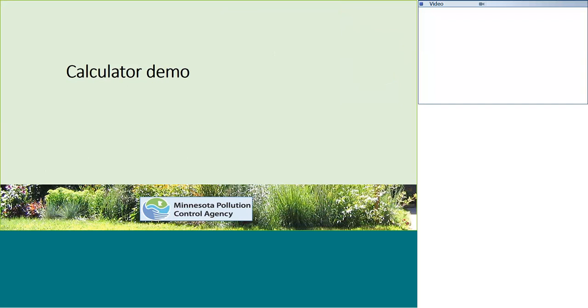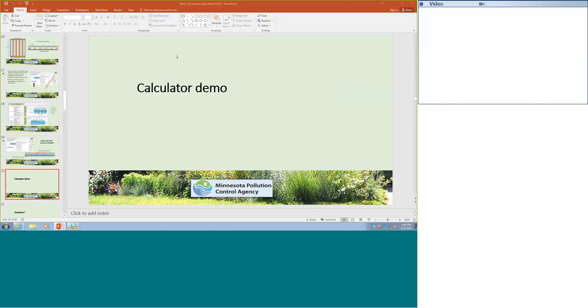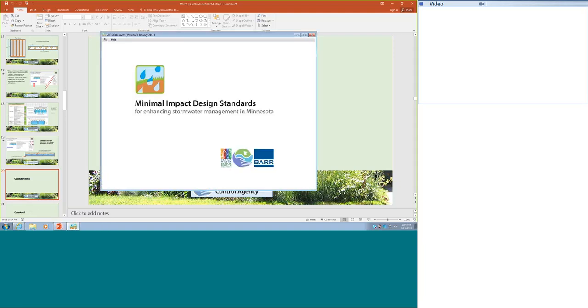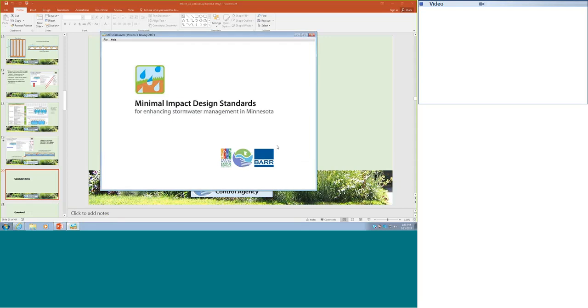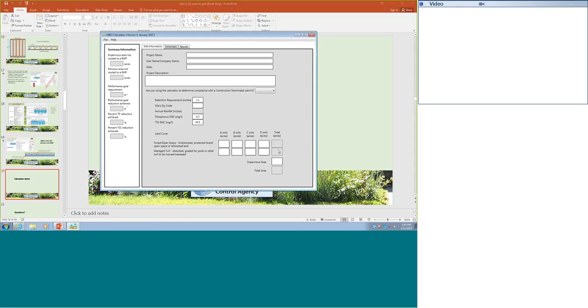So I'm going to go to the calculator now. This is always a dangerous thing to do, but we'll see how it goes. So here's the icon for the MIDS calculator. And this is what you'll see when the calculator comes up. And I'm going to create a new file. Let's just call it webinar. And it'll take a second.